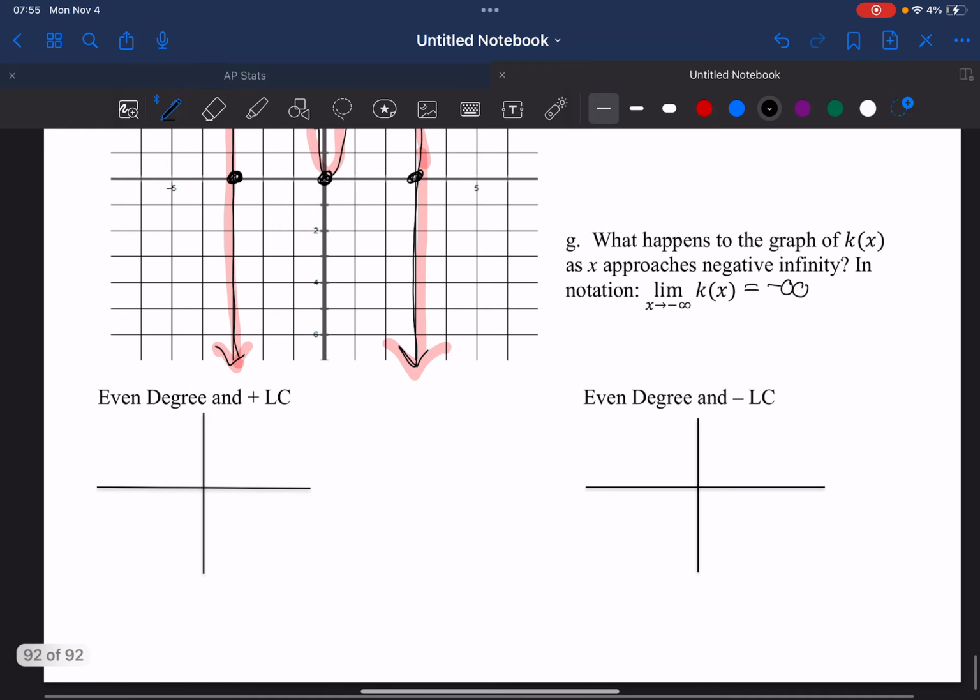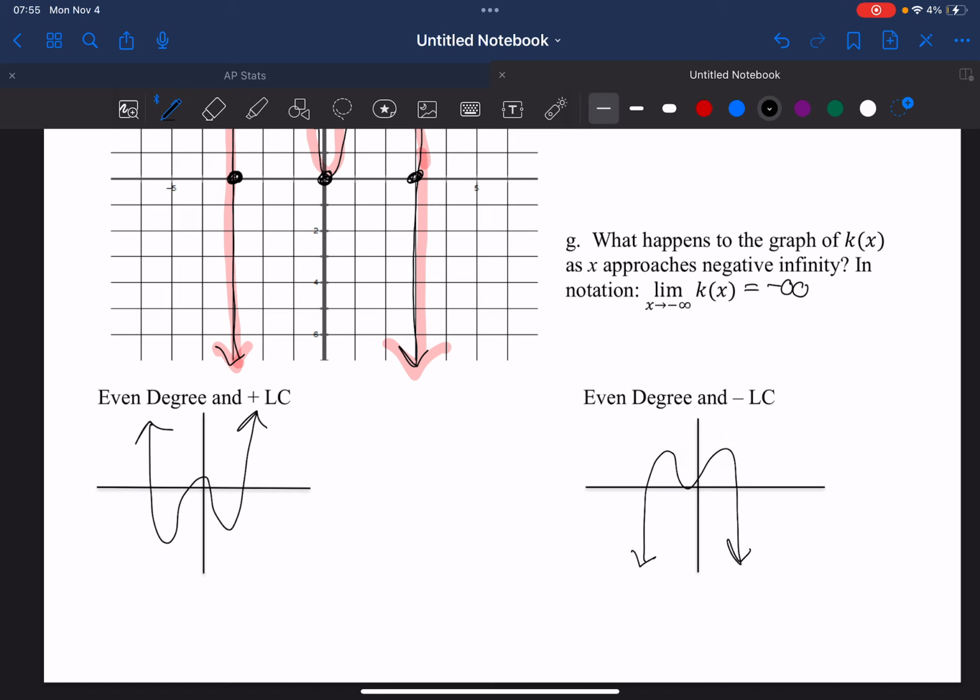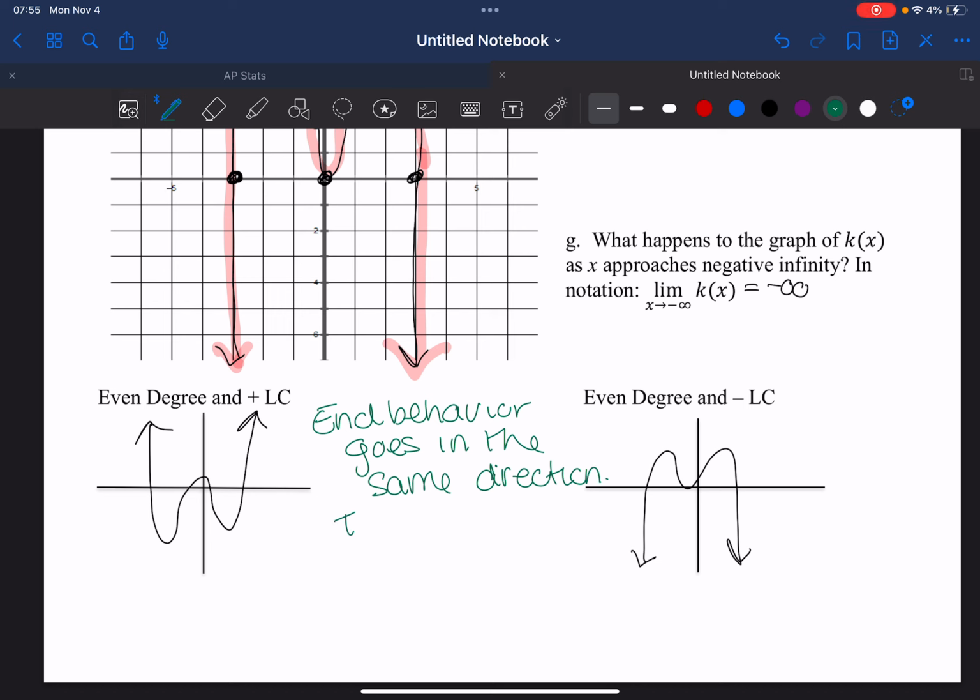Okay, so now looking at our notes, we have an even degree with a positive leading coefficient and an even degree with a negative leading coefficient. So we know when it was positive, it looked like a W shape. And when it's negative, it looks like an M shape. Okay. So this tells us that the end behavior goes in the same direction. And then the right side goes up because it's a positive leading coefficient.